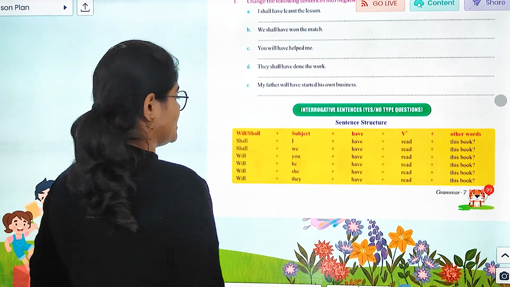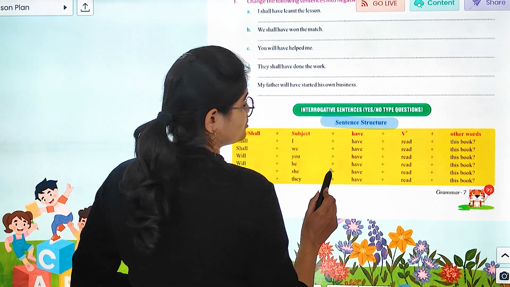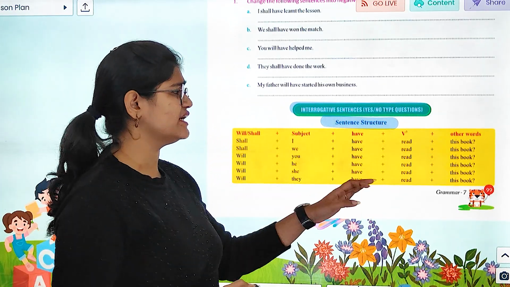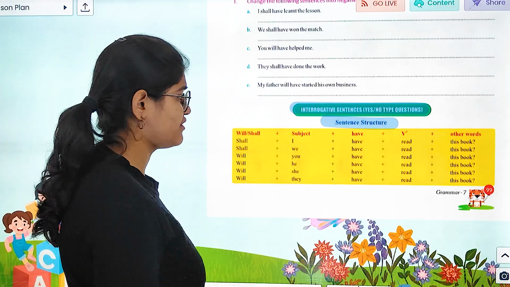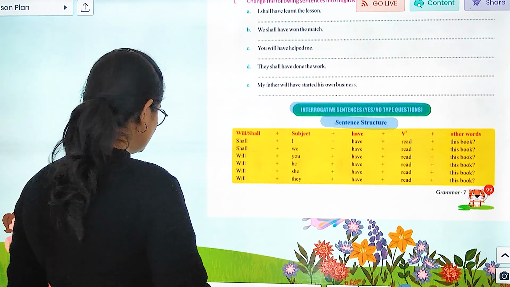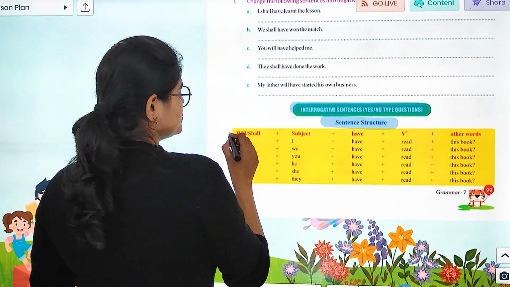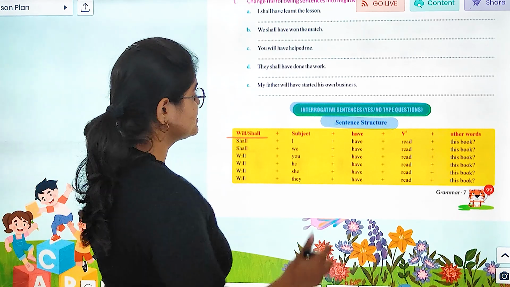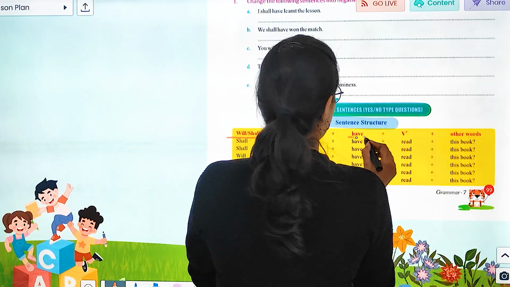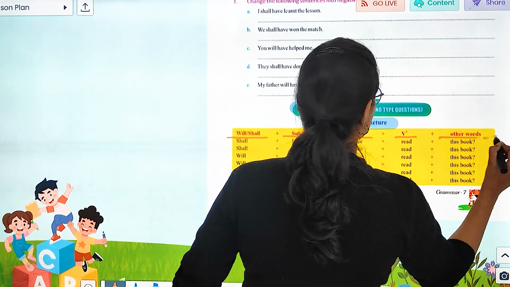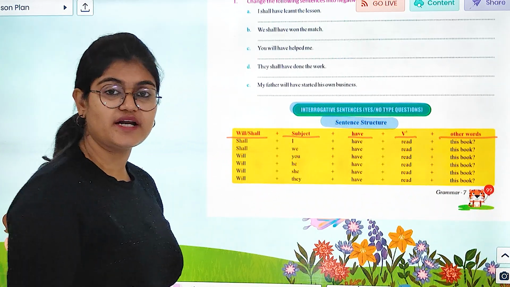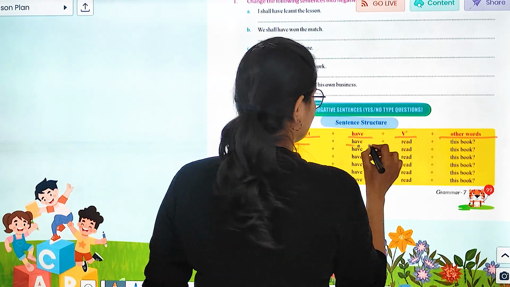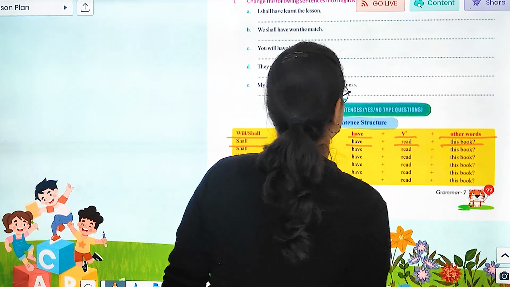So, the next topic that we have is the sentence structure of interrogative sentences, that is, the yes or no type questions, right? So, let's begin with them now. So, they begin with the helping verb, that is, will or shall, plus the subject, plus have, plus verb form, plus other words, right? So, let's say, shall I have read this book?